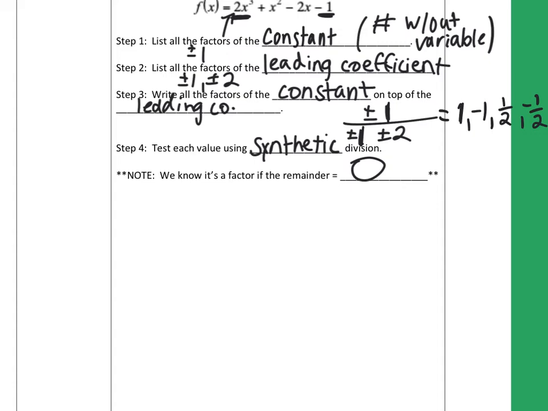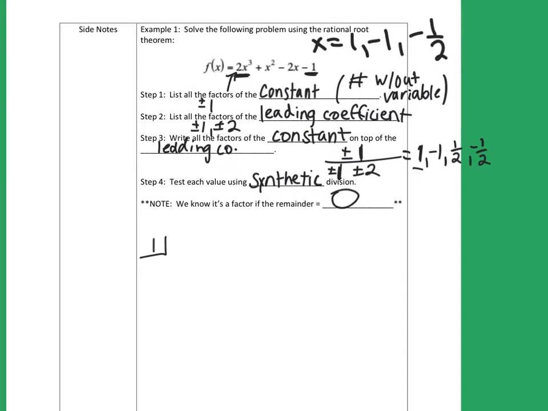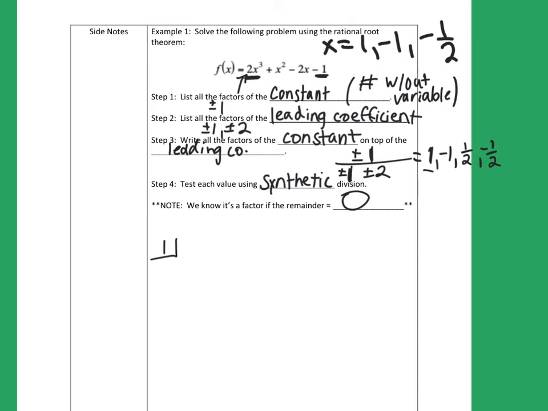So for instance, I'm just going to start with the easy one, the very first one, which is just a +1. And hopefully I get lucky and I find that this is a factor, because then I don't have to keep going. So 1 is my ledge guy. I need to go up here and I need to find my terms. So we've got 2, 1, -2, -1.